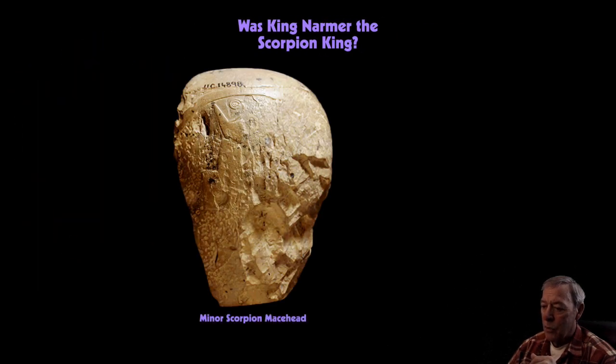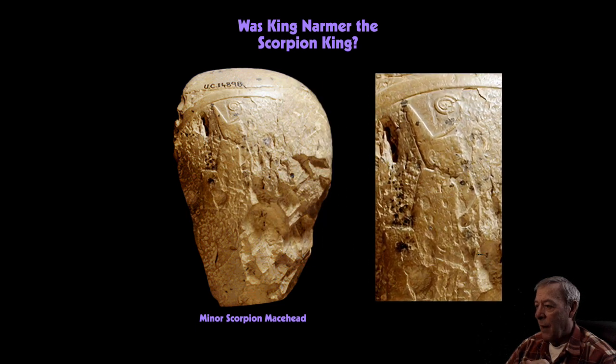Well, that's no indication that that was necessarily Narmer, but then we have this other one that's called the Minor Scorpion Mace Head, much badly damaged, unfortunately. But if we look at this one up close, here is the pharaoh, and he's wearing what? The red crown of Lower Egypt. And even though it's badly damaged, in front you can just barely see an indication of a scorpion right there.